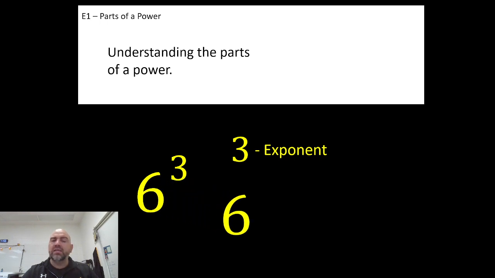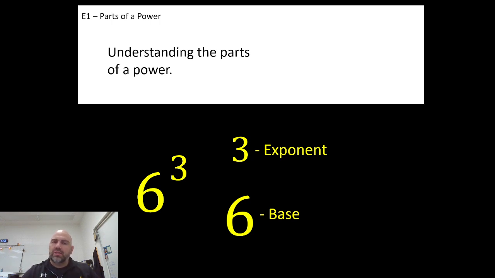Now, the 6 is what we call the base. Okay, so our base is 6 and our exponent is 3, and these are the two pieces of our power. As you go a little farther along, you may notice that when we're trying to solve for this power, we are taking the base and multiplying it by itself the number of times that the exponent says. Okay, so that's what we go through when we're looking for the answer to this.